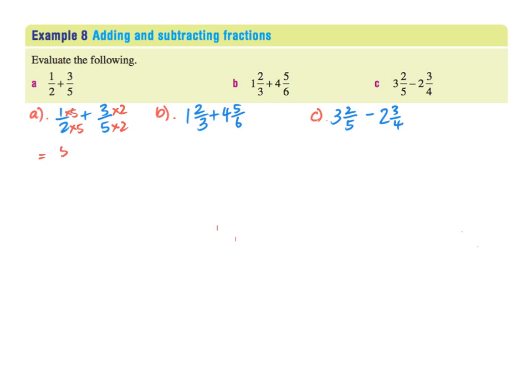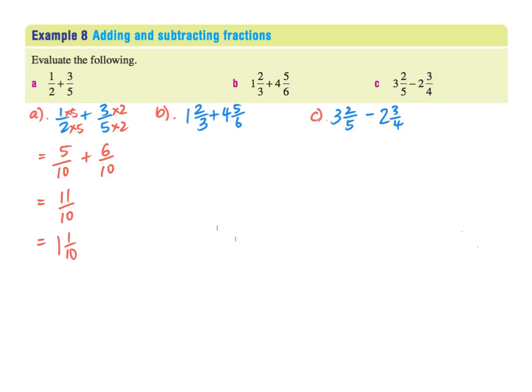This will give us 5 on 10, which is equivalent to a half, plus 6 on 10, equivalent to 3/5. Now that they have the same parts, we can compare them. In this instance, we are actually adding them. 11 on 10, and we're going to change this here to a mixed number. Anytime we have an improper fraction, change it to a mixed number. 10 goes into 11 once and 1 left over, so 1/10.